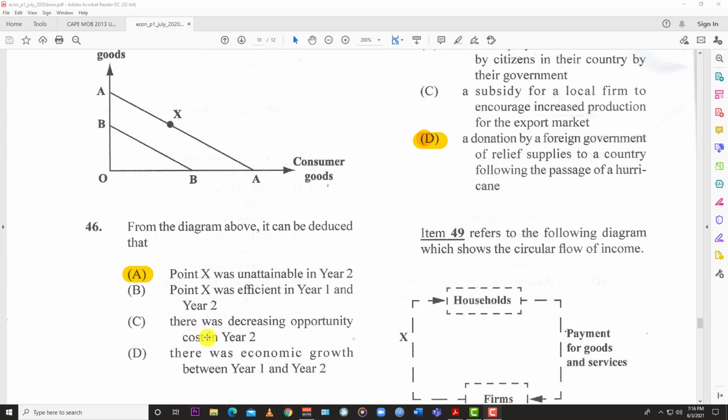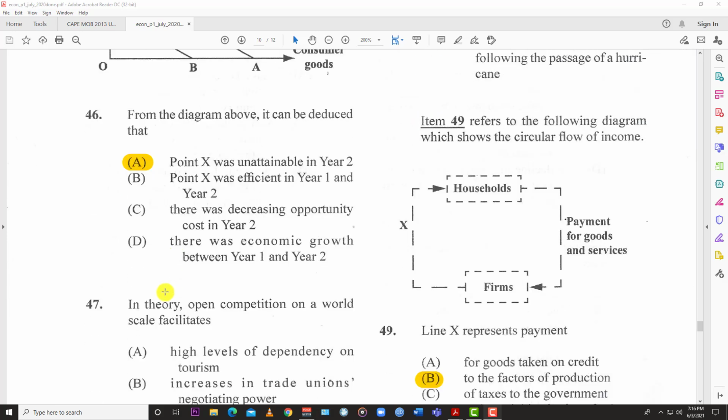There was a decrease in opportunity cost in year 2. Nope, because it's the same basic thing, same slope. There was an economic growth between year 1 and year 2. No, there was a contraction. That is why it went inside, receded. So the answer is A.